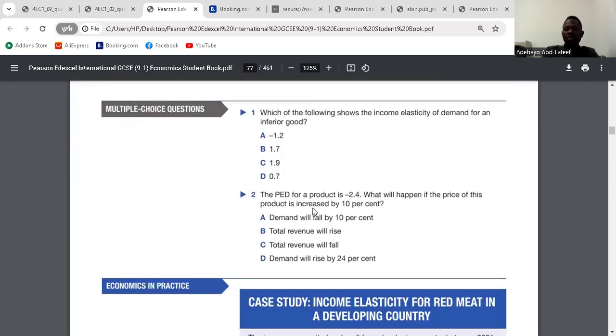So we have the multiple choice question. Which of the following shows the income elasticity of demand for an inferior good? Negative. A, good.